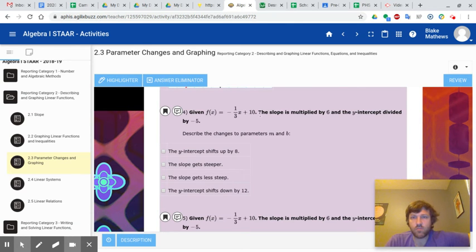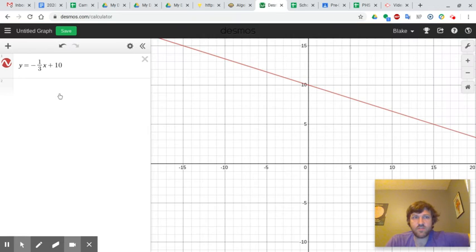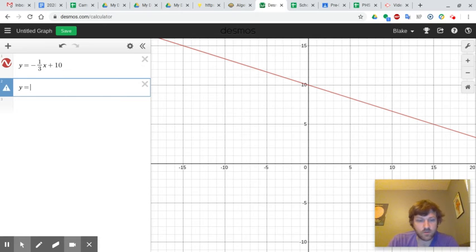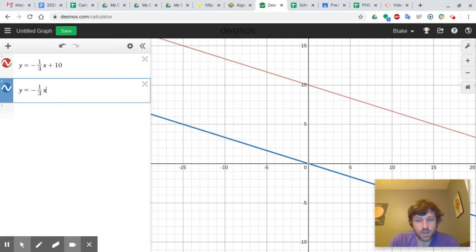So then let's do this. Let's multiply the slope by 6. So watch this. I'm going to copy this actually. I think I can just make a copy. Let's see. No. All right. Well, let's type it again. Y equals -1/3 x plus 10. And they want us to do 2 things.